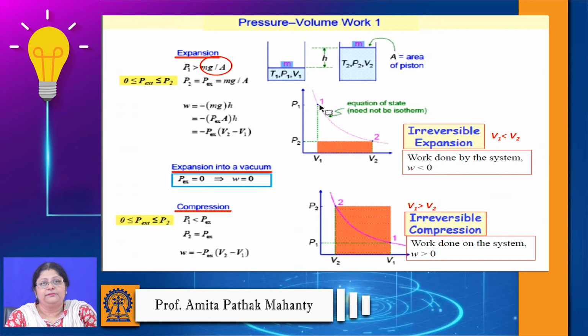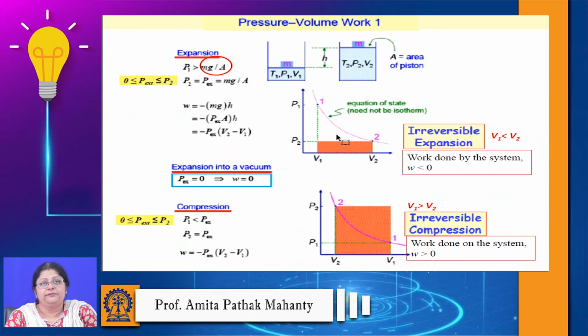So initially it was at some point 1, P1, V1. P was very high, V was relatively small, and it underwent an expansion. And what was the final state it came to? It came to point 2. So P is finally the final P. And what is your work done? It is minus P external dV. So what is the dV? dV is V2 minus V1. So this shaded area is your work done.